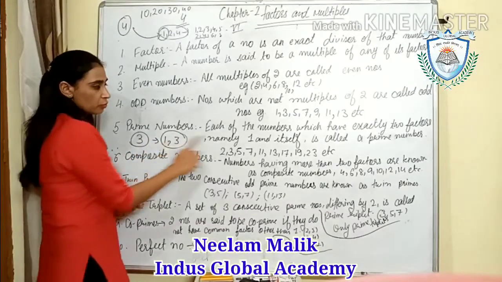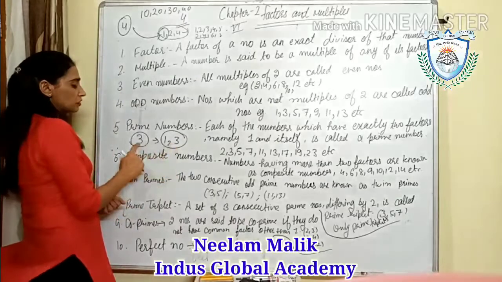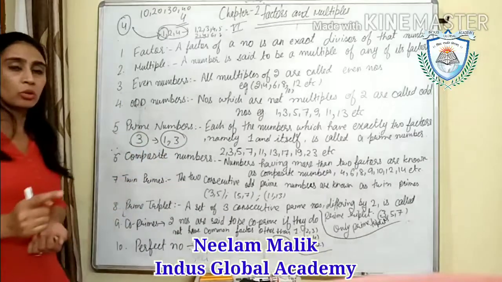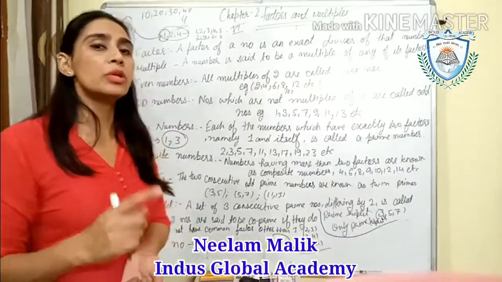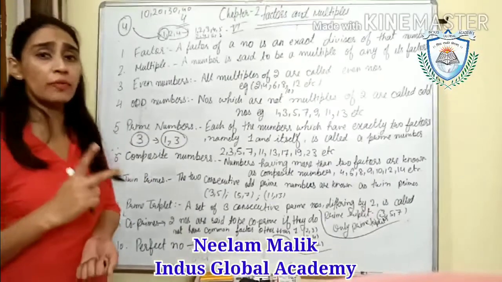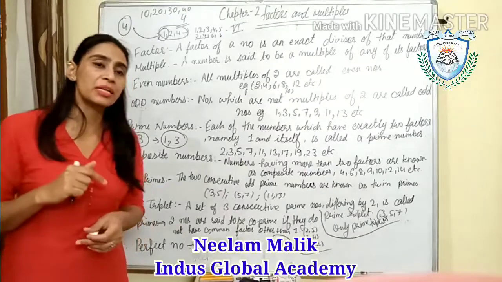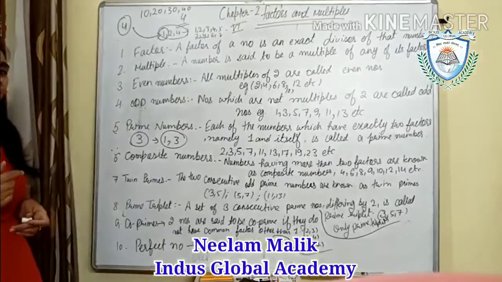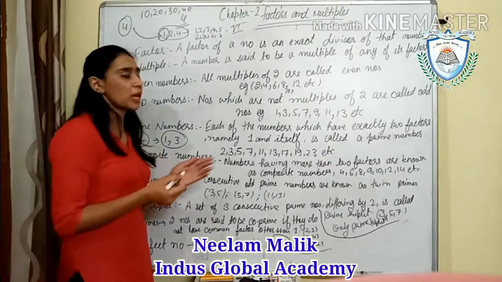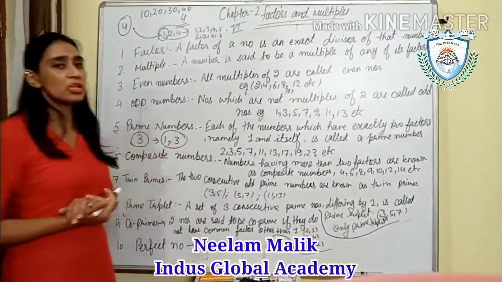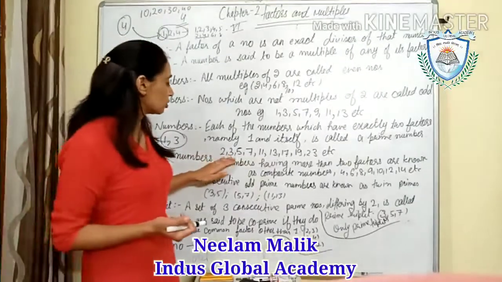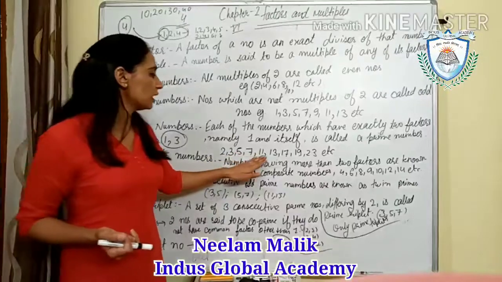First is 1, and another one is the number itself. So if any number has only 2 factors, one is 1 and another is that number itself, then that is a prime number. Our smallest prime number is 2, then 3, then 5, then 7, 11, like this.